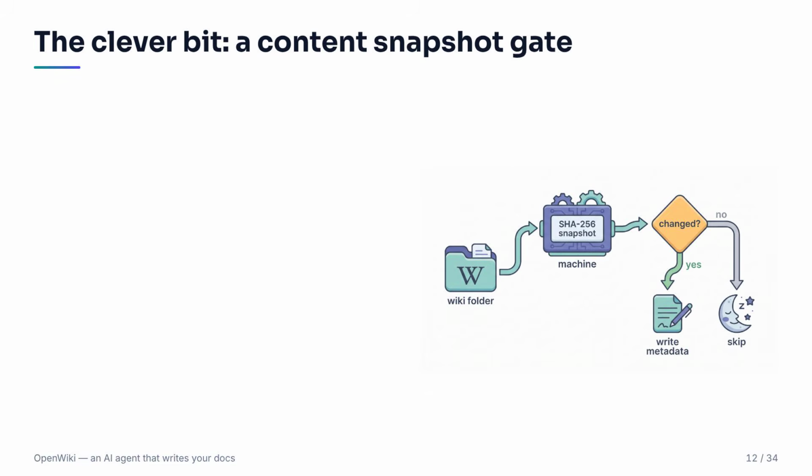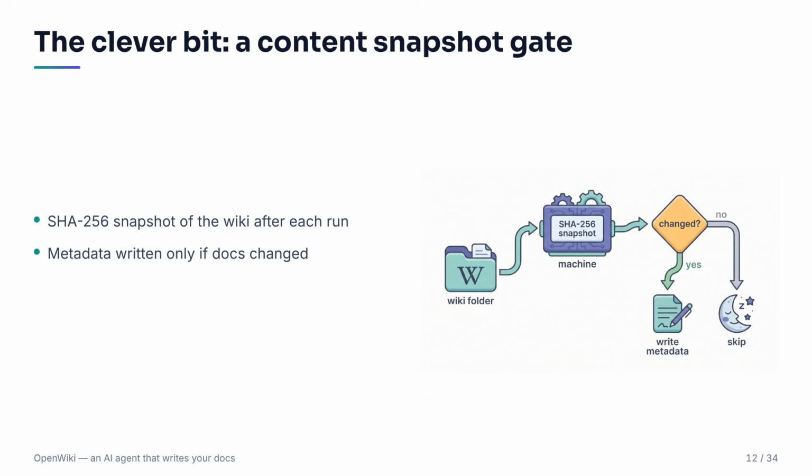And here's a genuinely clever bit. After every run, OpenWiki computes a SHA-256 snapshot of the whole wiki directory. Update metadata is written only if the docs actually changed. That means a no-op run stays a true no-op, which prevents infinite update loops when OpenWiki runs on a schedule in your CI.